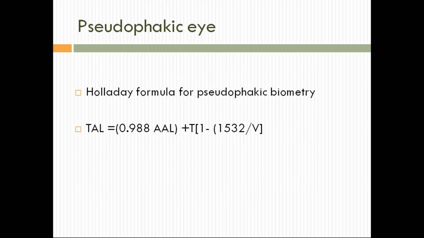The Polaris formula is developed for pseudophakic biometry, in which true axial length equals 0.988 into apparent axial length plus thickness of the lens into 1 minus 1532 by velocity of the particular IOL. So this is the formula to calculate for the pseudophakic eye, pseudophakic biometry.